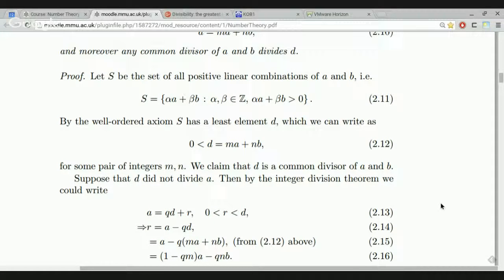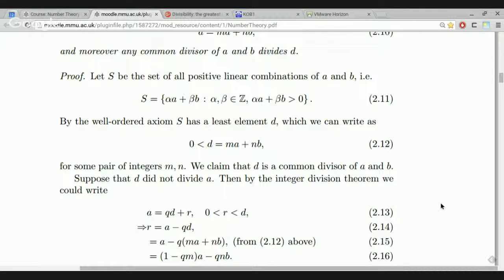So by the well-ordering principle, this set S has a least element. We're going to call it D. And then what we're going to prove is that D is the greatest common divisor of A and B. Remember, D is a positive number, so it comes from the set S, and the set S only contains positive numbers. And it's also a certain linear combination of A and B, because everything in S is a linear combination of A and B.